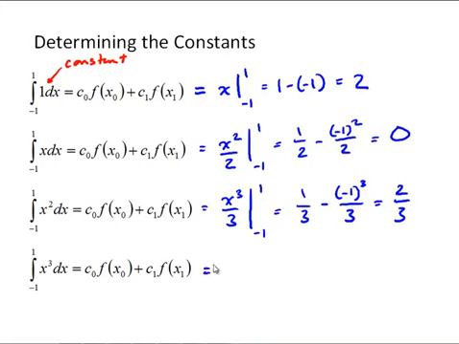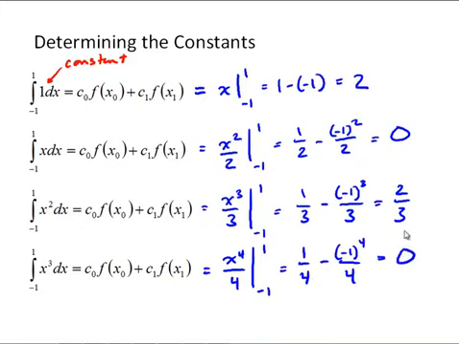And the last constraint gives us x to the 4th over 4 evaluated from -1 to 1, and that's going to be 1/4 minus (-1) to the 4th over 4, and again that's equal to 0. So here we have 1, 2, 3, 4 algebraic equations for our 4 unknowns, c0, x0, c1, and x1.